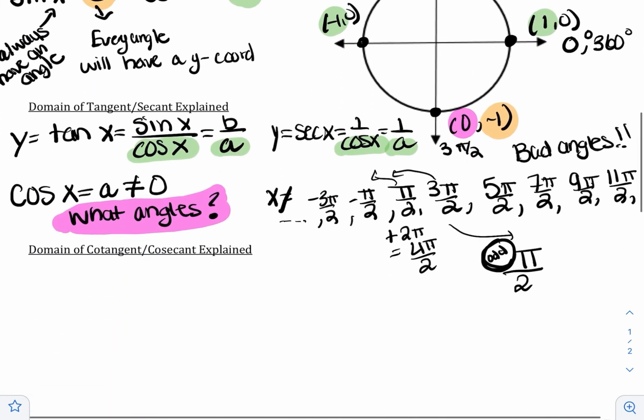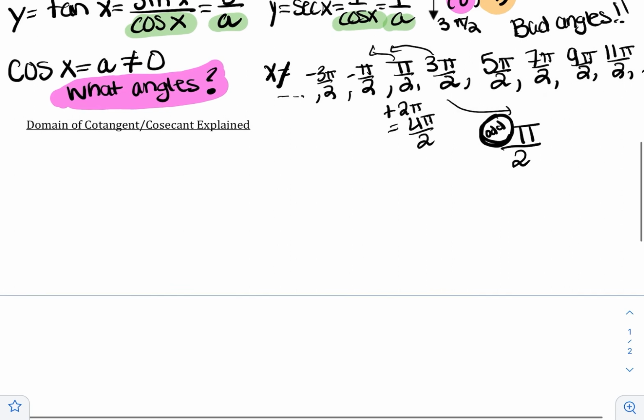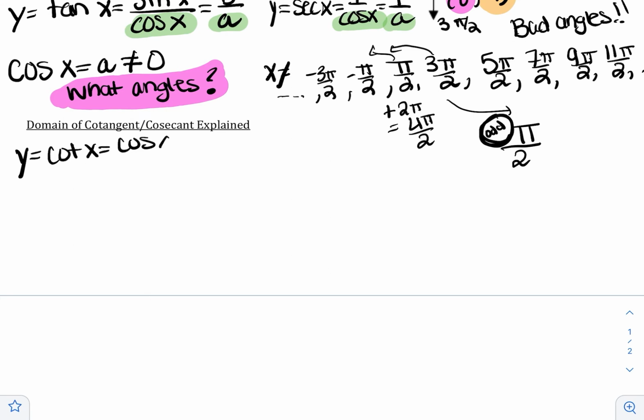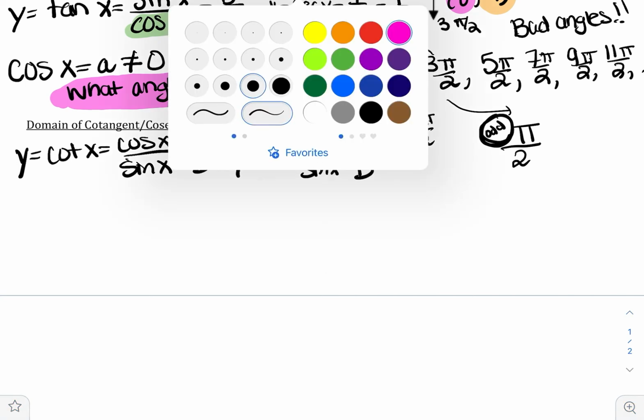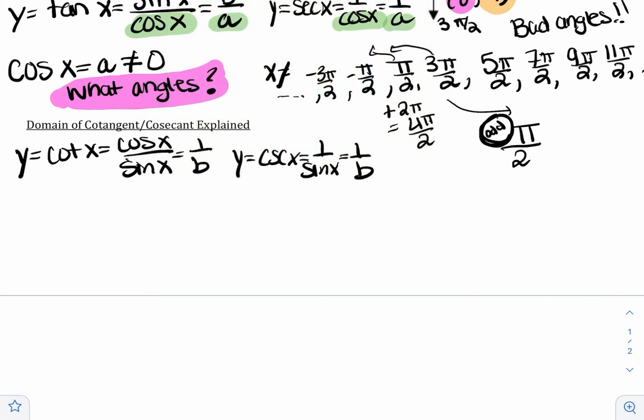Okay, so why do you think we do cotangent and cosecant together? So now it's going to be very similar. I know that cotangent of x is cosine of x over sine of x, and I know that cosecant of x is 1 over sine of x. So we do them together. Because they both have sine. So now we have that sine of x, which is equal to the y coordinate of the unit circle, cannot be 0.